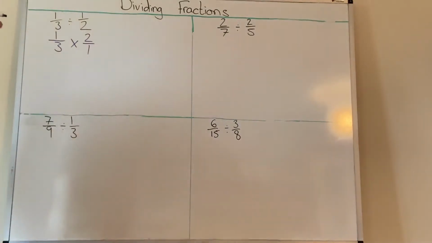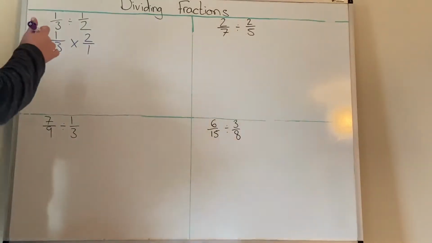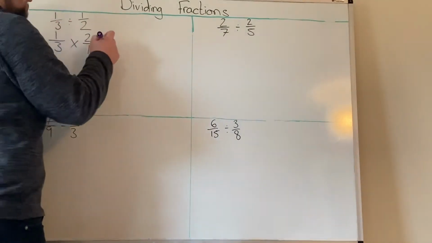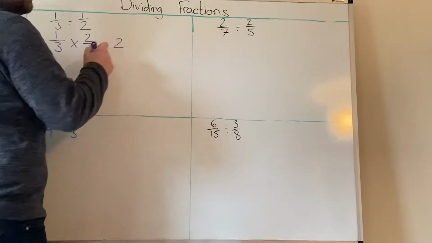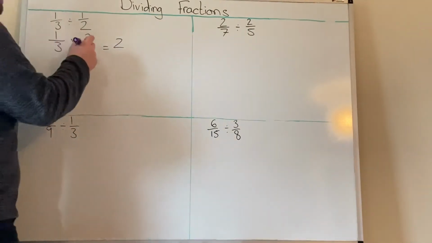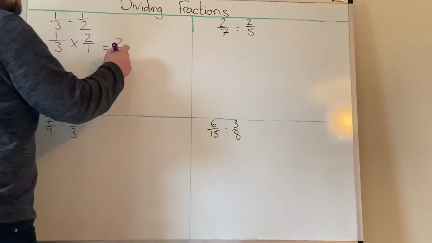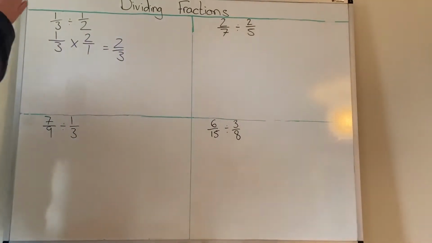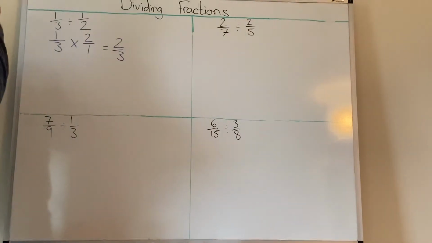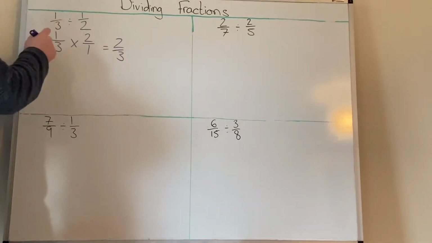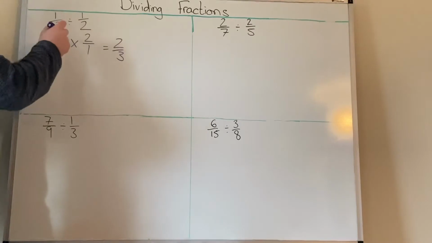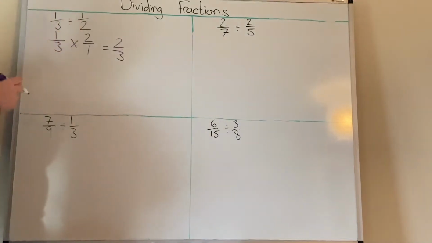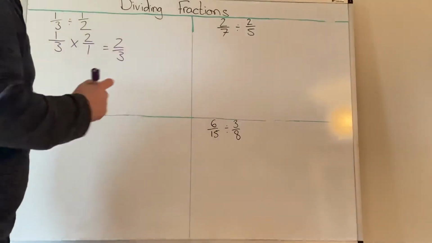And then we multiply just like we were doing yesterday. So we've got 1 times 2, which is 2, and we've got 3 times 1, which is 3. So a third divided by a half is 2/3. Leave the first fraction, opposite sign, flip the second fraction. So have a look at the next one.